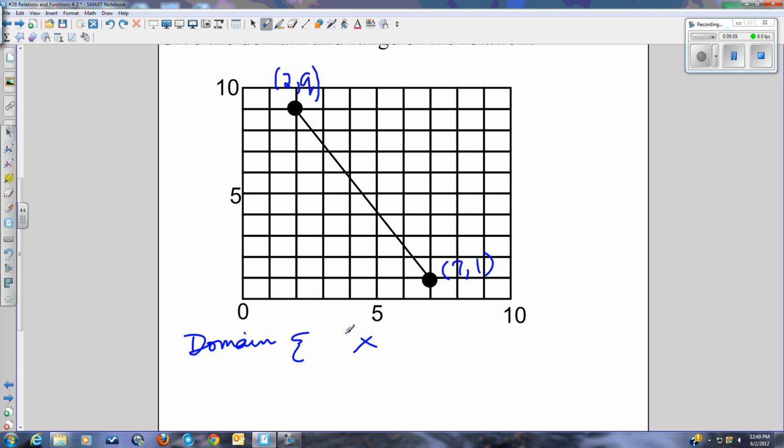we put x in the middle, and we've done this before with compound inequalities. We say that x ranges from 2 all the way up to 7, and we should put a less than or equal sign in between because it can include those values. The range, well, that's the height of the function. So it goes from 1 all the way up to 9. And so there is your domain and range.